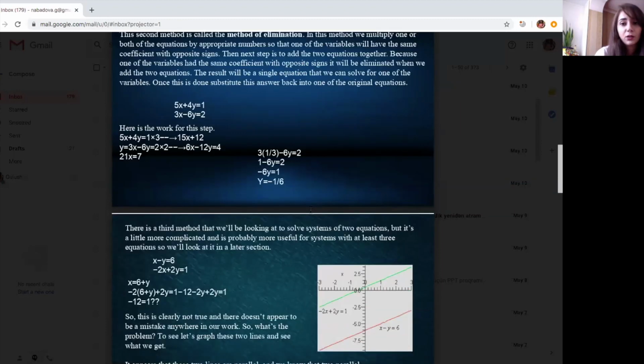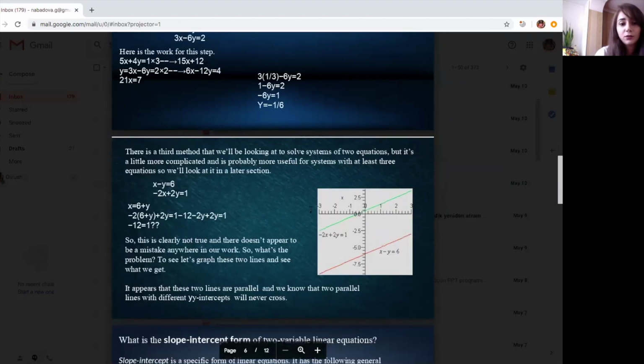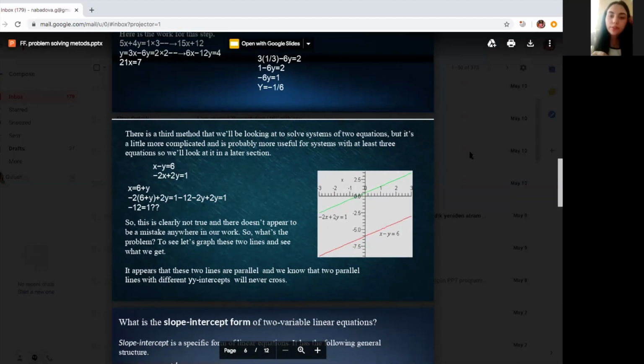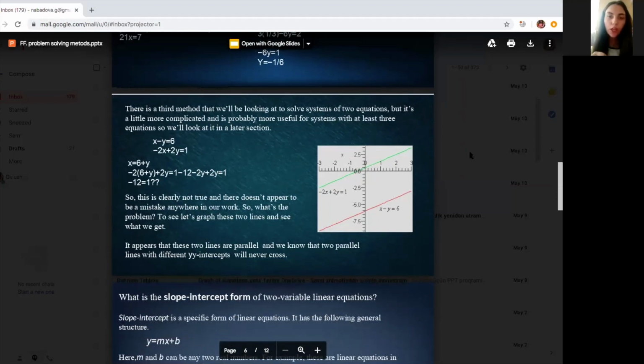So, who wants to continue? Yes, me. There is a third method for solving a system of two equations, but it is a little more complicated and is probably more useful for a system with at least 3 equations. So we will be looking at it in a later section.